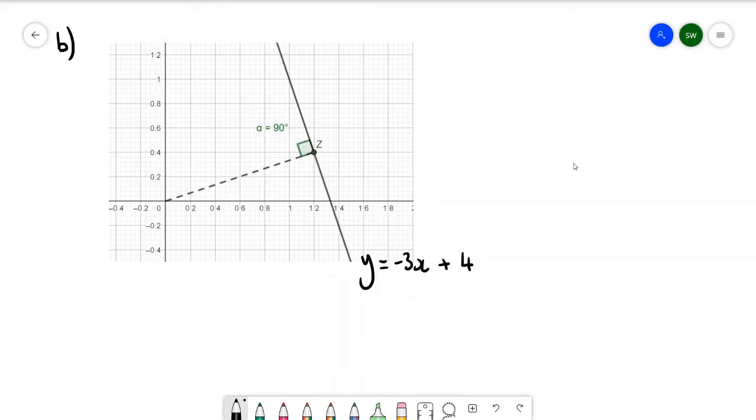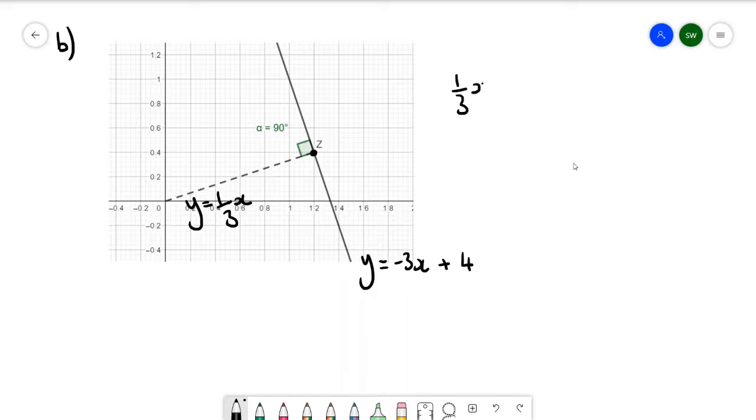Therefore, we know that the equation of the line that's perpendicular to that going through the origin is going to have gradient a third, and the y-intercept is 0, so y equals a third x. So I guess we could find out what the coordinate of z is, and then work out how far away that is from the origin. So let's find out what the coordinate of the point of intersection of these two lines is, and that will give us the coordinate of z that's closest to the origin.